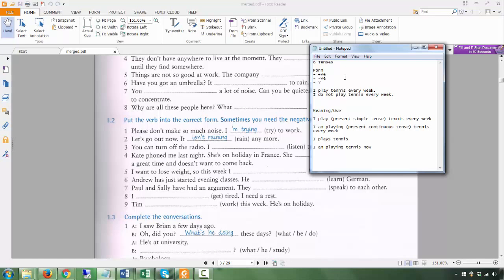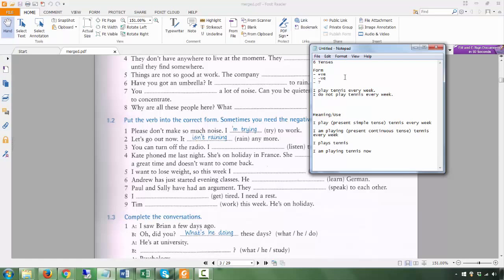It's not just, you have to put the do not, or does not, depending on the subject. And finally, how do you do the question? You can question yourself: Do I play tennis every week? So do you see? It's important to understand the formation of the positive, negative, and the question.